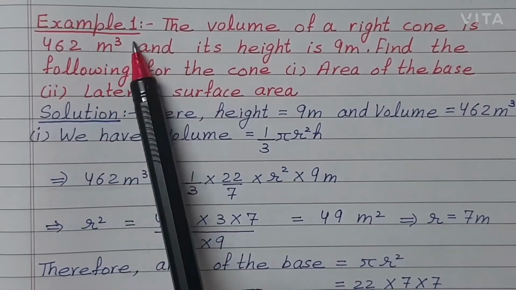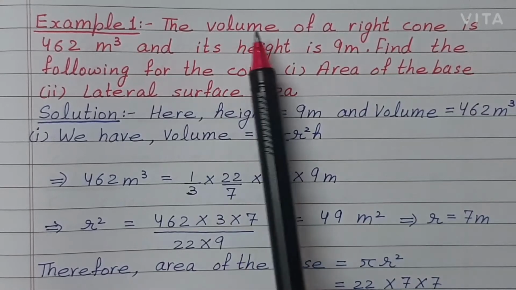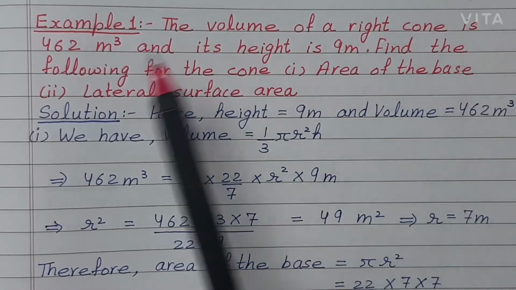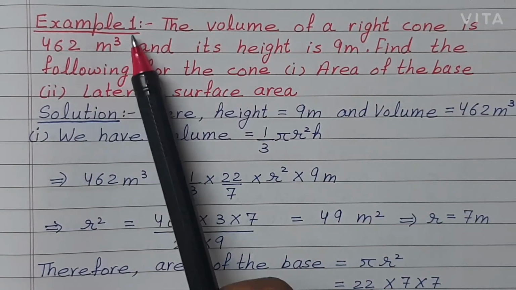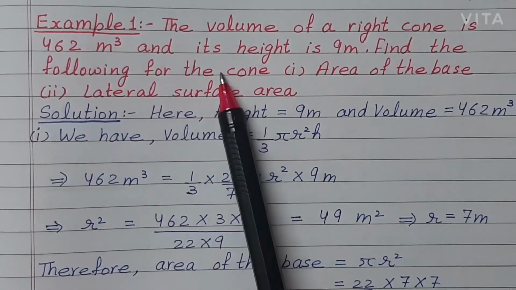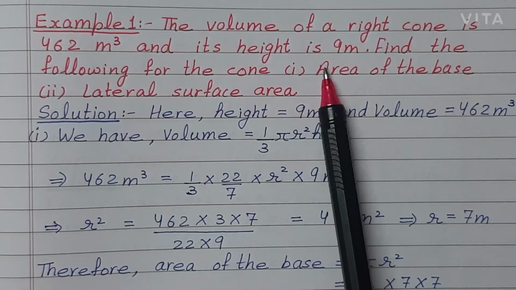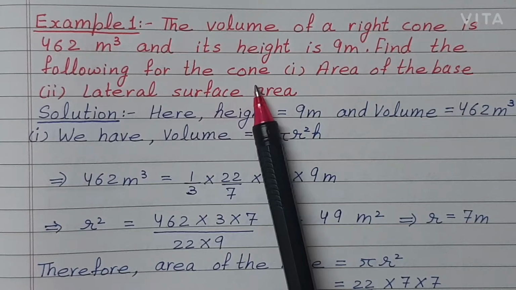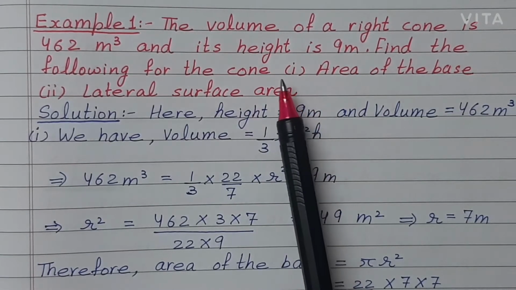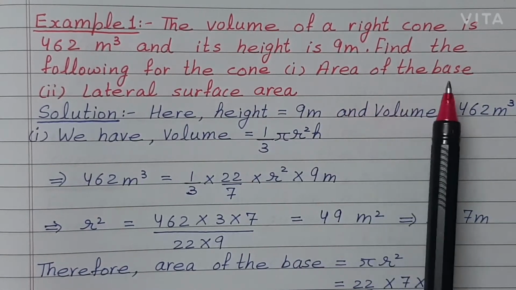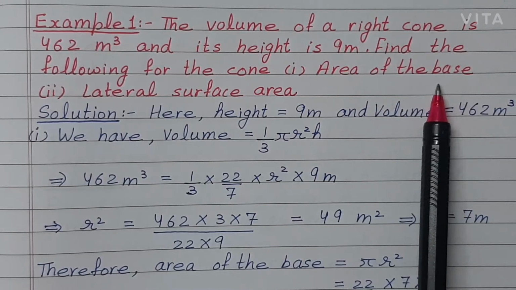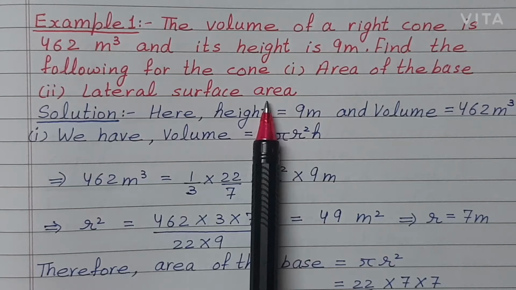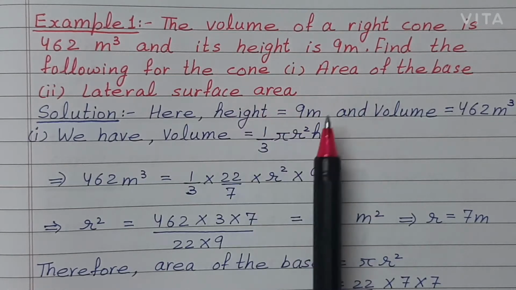Example number 1: the volume of a right cone is 462 meter cube and its height is 9 meter. Find the following of the cone: the area of the base of the cone and the lateral surface area. Now let us see how to solve this.